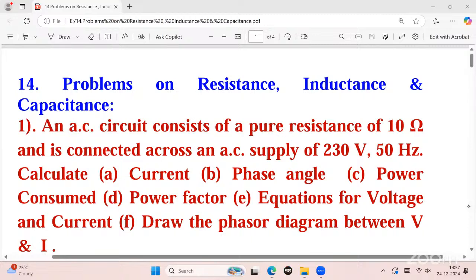What is V? 230. What is R? 10. What is the current flowing through the circuit? 23 amperes.